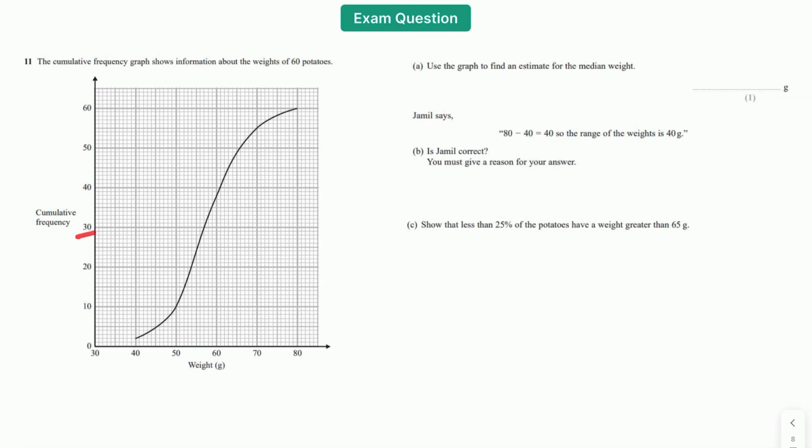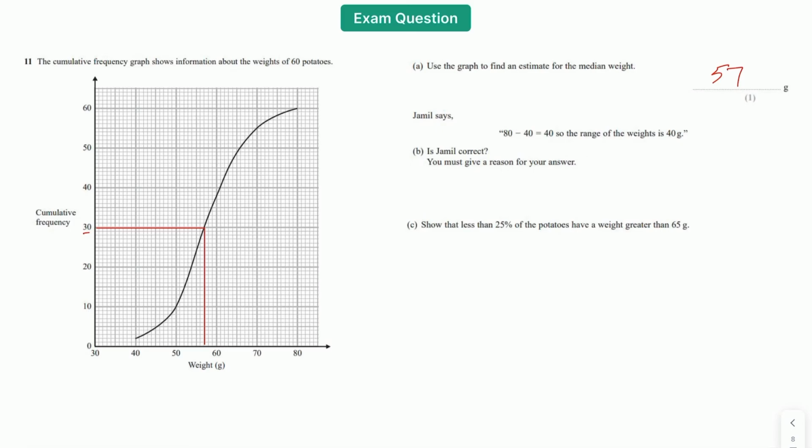Again, nice and easy. Median is just halfway. So half the total is there. So the median is just going to be a line right across. And then a line straight down. And that's 57. And then it says, Jamil says 80 take away 40 is 40. So the range is 40 grams.